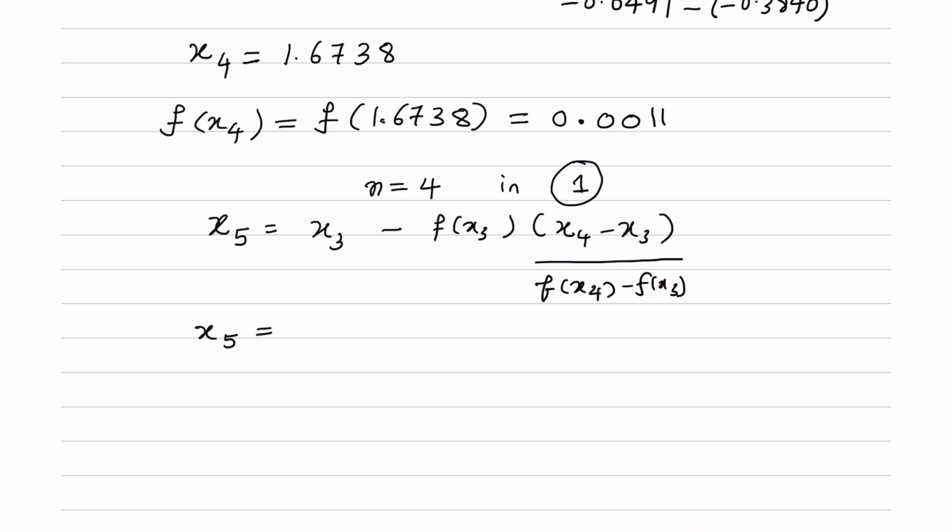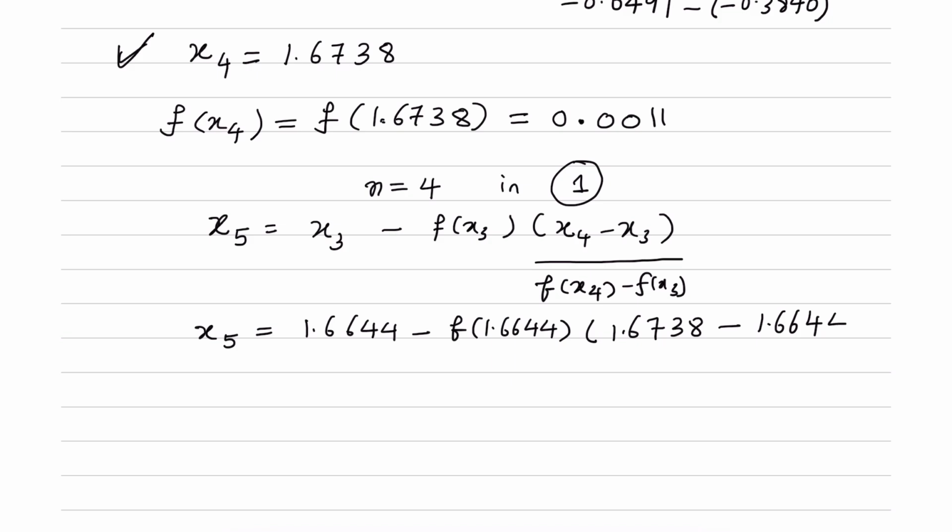x5 is, x3 is 1.6644, f of 1.6644, x4 is 1.6738, which we found in the previous step, x3 is 1.6644, whole divided by f of 1.6738 minus f of 1.6644.